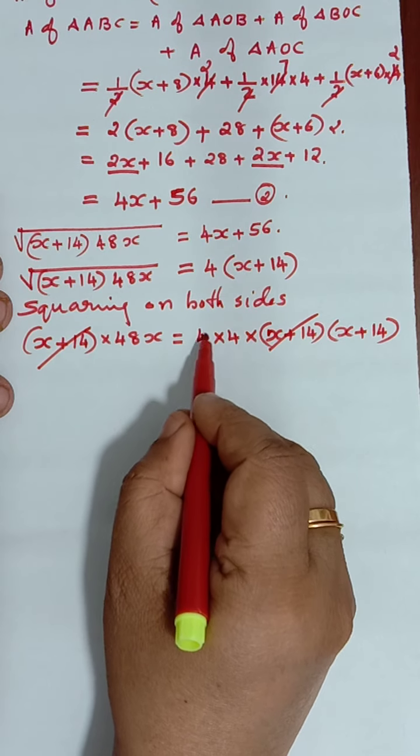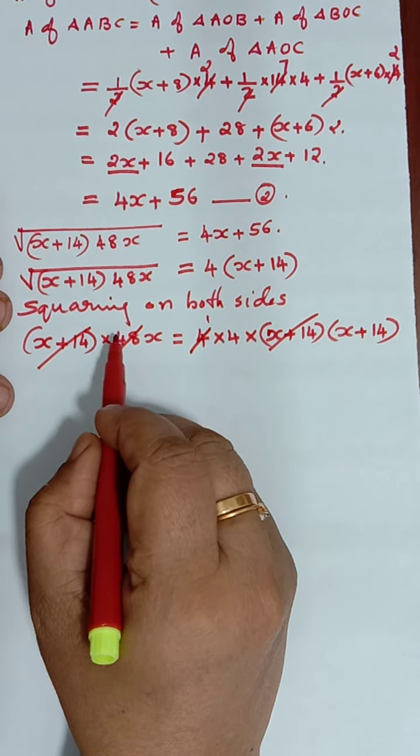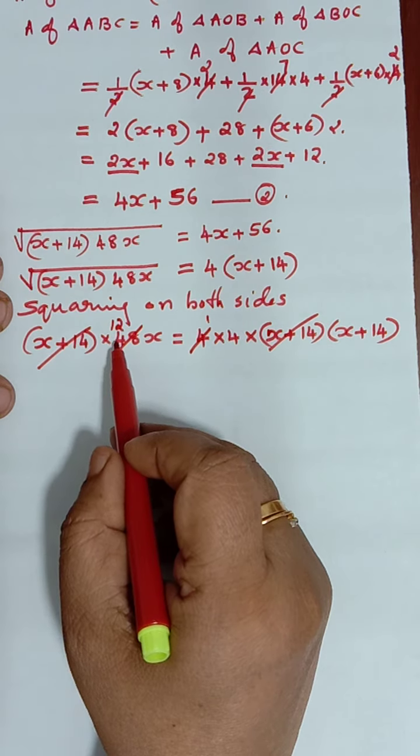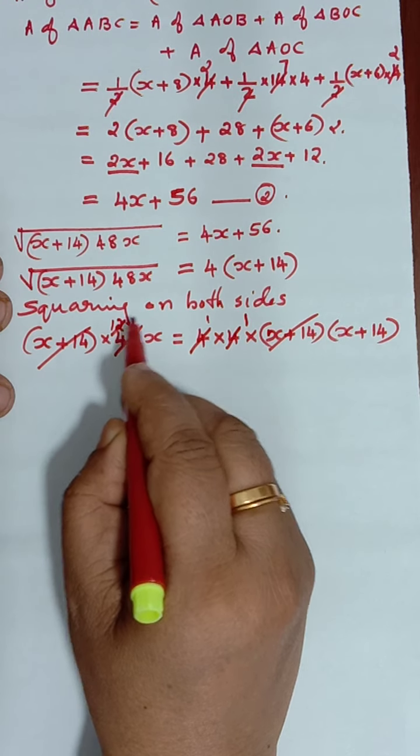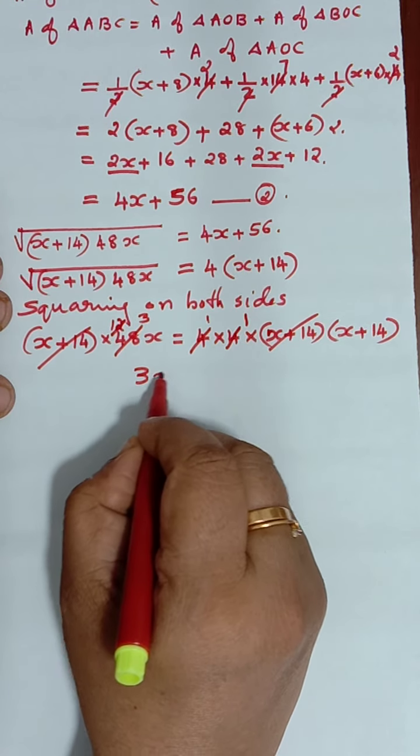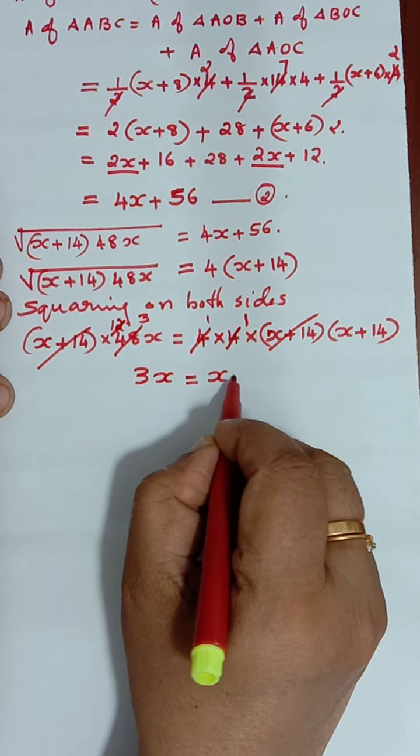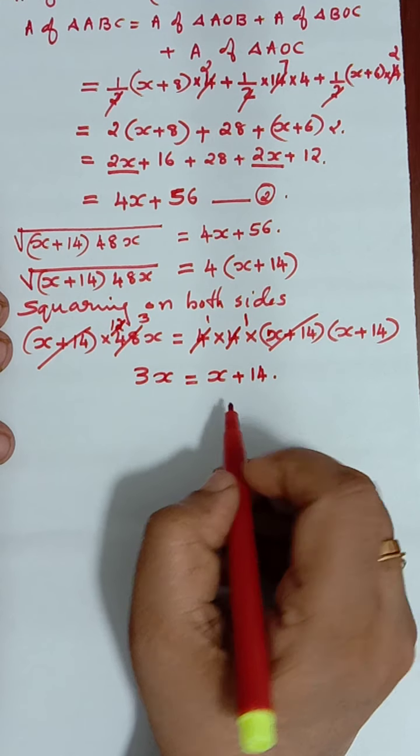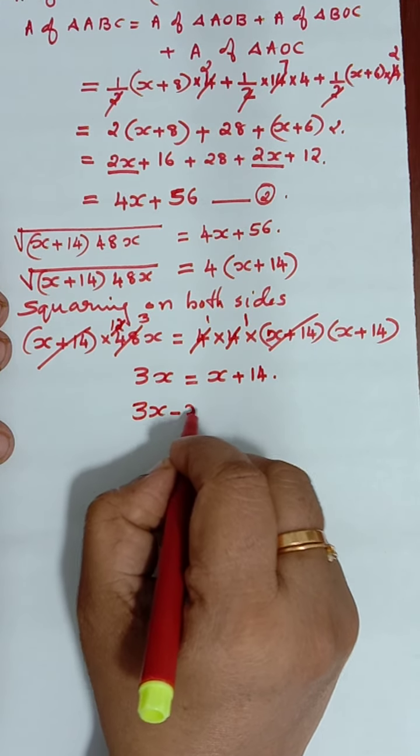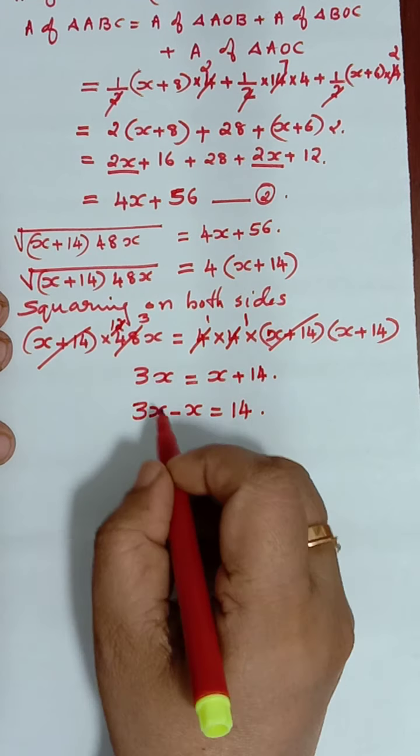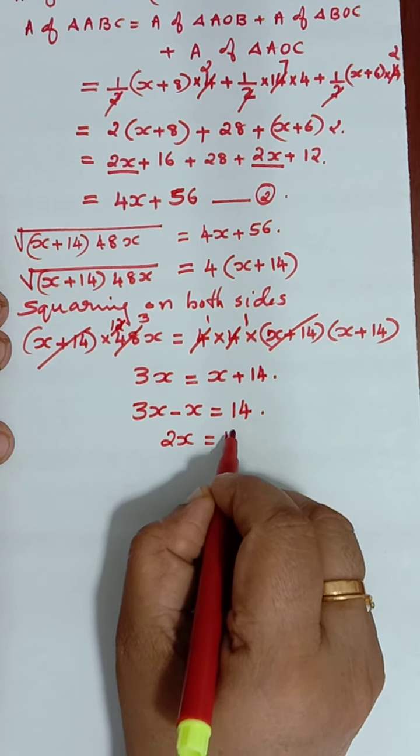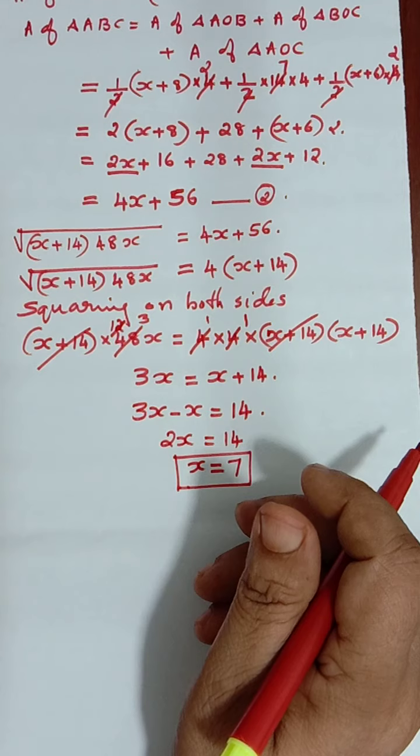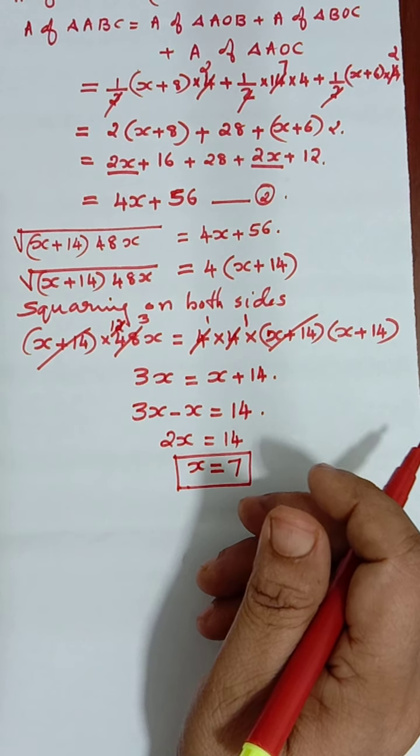Again we can cancel: here 4 one time, here 4 12 times. That means divide by 4, 12 times. Again 4 one time, 4 3 times. So let us write it as 3x is equal to x plus 14. Therefore 3x minus x equal to 14. 3x minus x is 2x, equal to 14. x is equal to 7. In the figure, x is equal to 7 we got. So we have come to our answer.